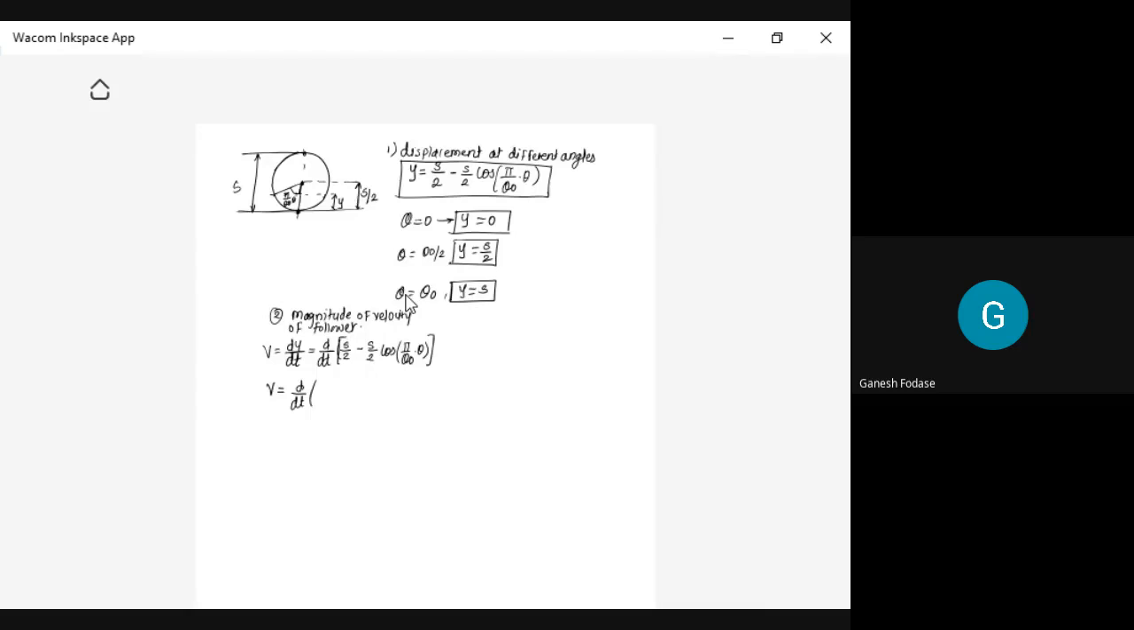Okay. So d by dt of s by 2, we will take common. Then it is 1 minus cos of pi upon theta o into theta. It's very simple.